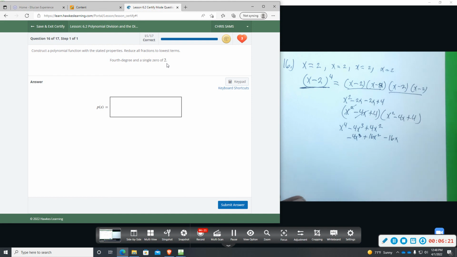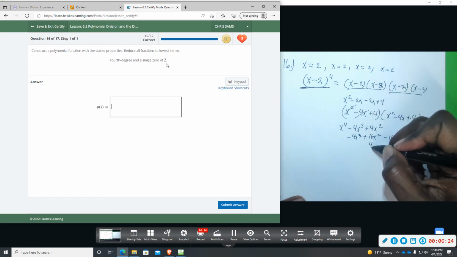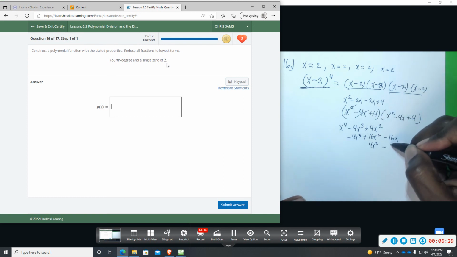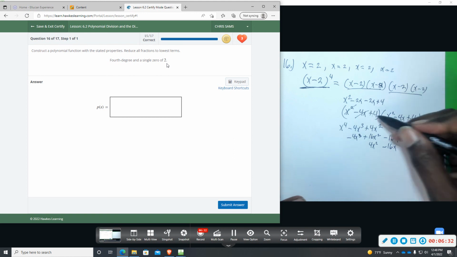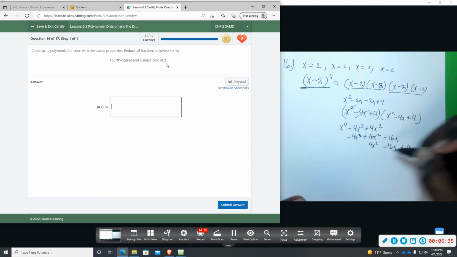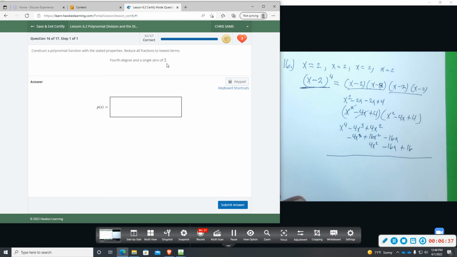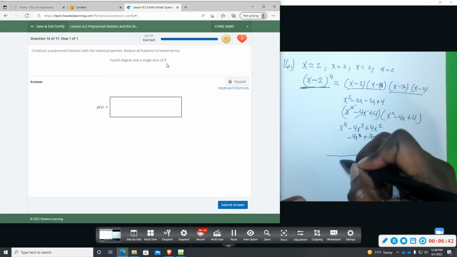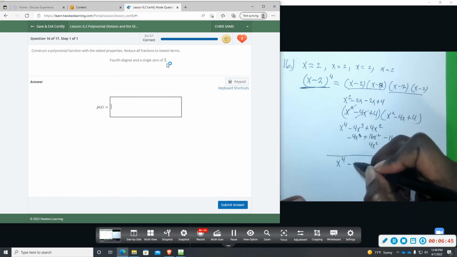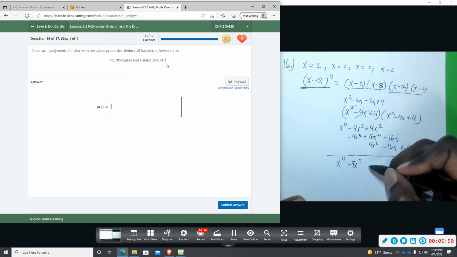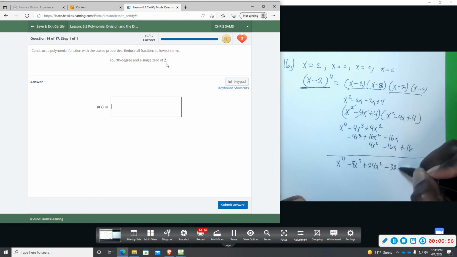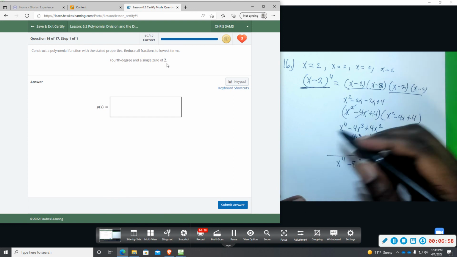Now everything times 4. 4 times x squared is 4x squared, positive. 4 times negative 4x, negative 16x. And then 4 times 4, positive 16. So all my terms are already organized and lined up, so I'll just bring everything down and simplify. X to the 4th minus 8x to the 3rd. Add all these, and that will give us a positive 24x squared minus 32x plus 16.